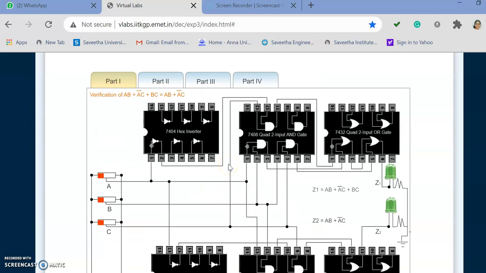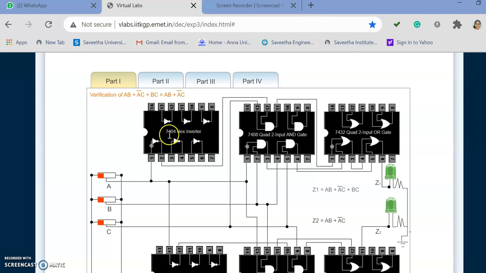See to that. Now in part 1 of this experiment, we are going to verify AB plus A complement C plus BC equals AB plus A complement C. This is a 3-variable expression where the variables are A, B and C. In this circuit, we are using logic gates. Each IC is for a particular logic gate.